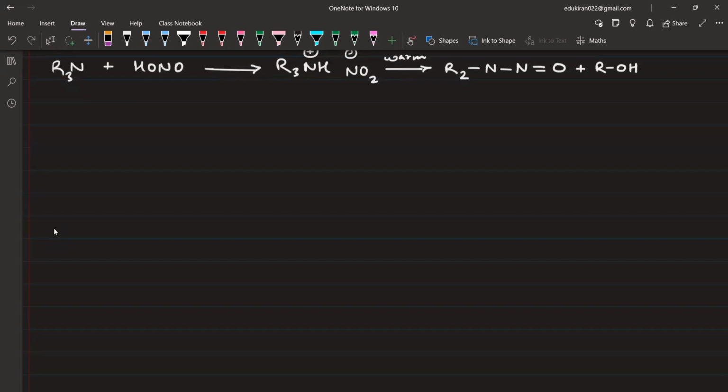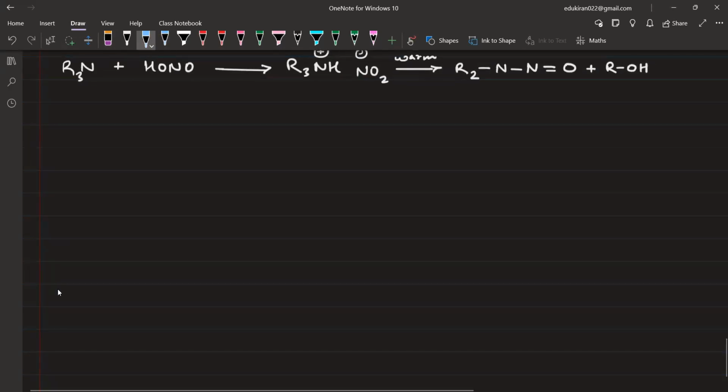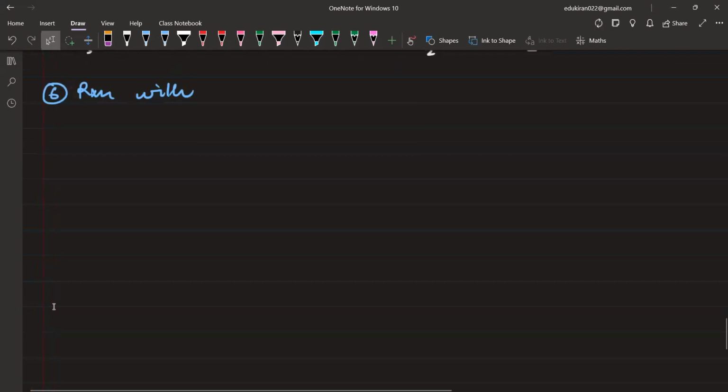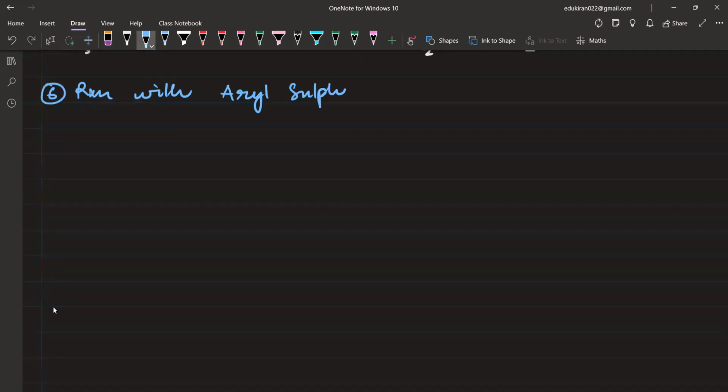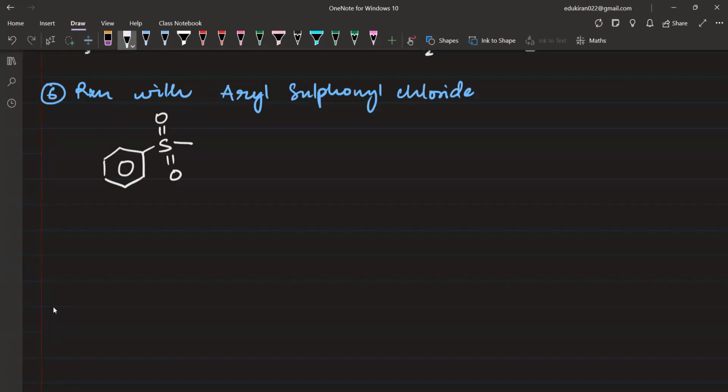Right, next reaction with aryl sulfonyl chloride. The sixth reaction. Reaction with aryl sulfonyl chloride. What is aryl sulfonyl chloride? It has a structure like this: benzene ring attached with a sulfur atom, which has double bond oxygen, and it has a bond with chlorine.